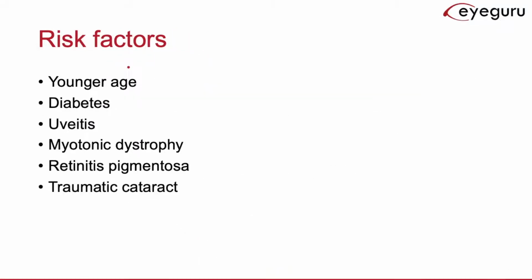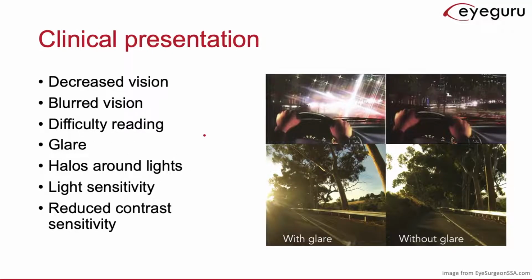So risk factors for PCOs include younger age, diabetes, uveitis, myotonic dystrophy, retinitis pigmentosa, as well as a history of a traumatic cataract. So PCOs can present very similarly to any other cataract, typically with decreased vision or blurred vision. Often patients will complain of difficulty with reading. Patients might experience glare or halo around lights, as you can see here. Some patients will also report some light sensitivity as well as reduced contrast sensitivity. And colors can also appear more dull and less vivid.